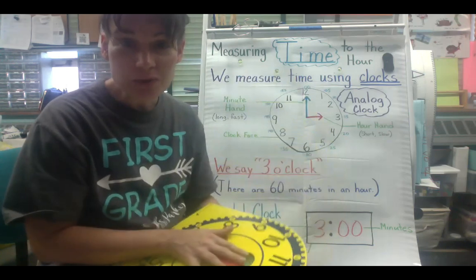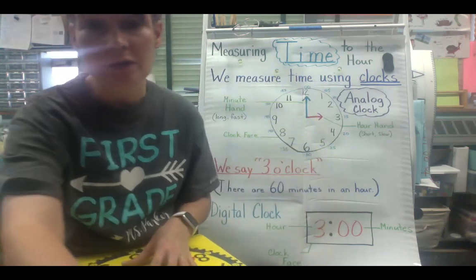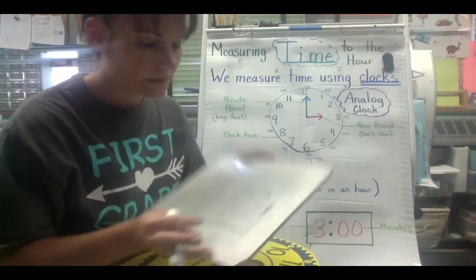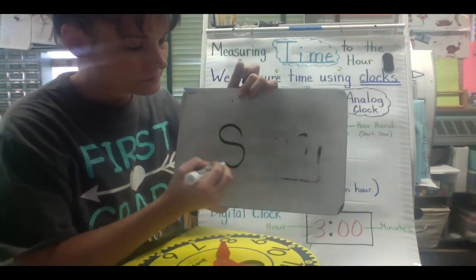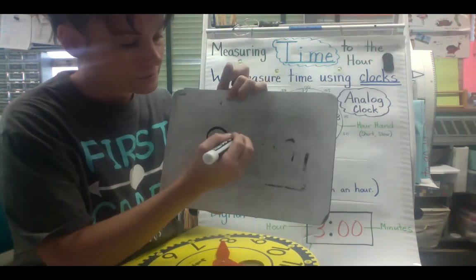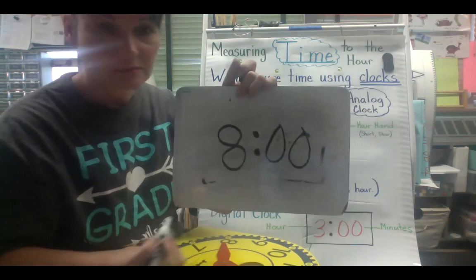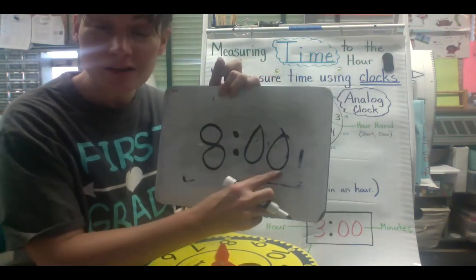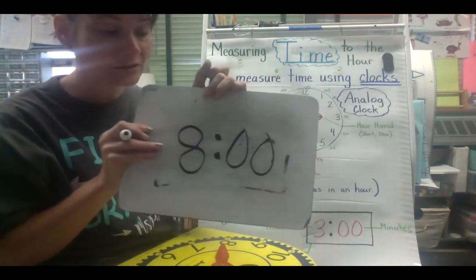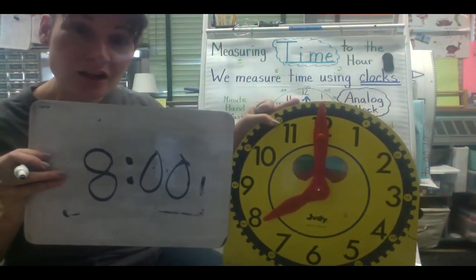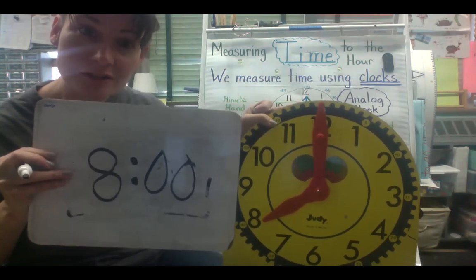And I would show that if I wrote on my board, I would write 8, my colon in the middle, o'clock, because it is 8 o'clock. So we write using our digital clock. We see it on our analog clock and our digital clock.